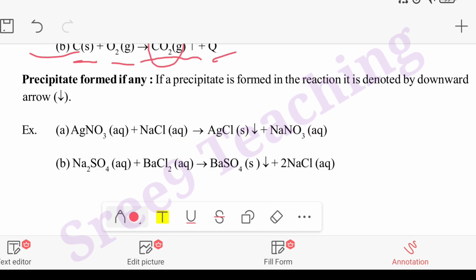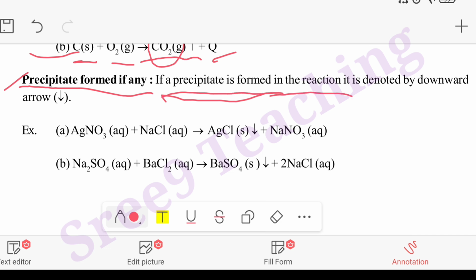Got it? Right. Now, precipitate formed, if any. Next subheading: precipitate formed, if any. Then how to write it in the equation. What is a precipitate? A solid substance which is retained at the bottom of the vessel, test tube or beaker without dissolving. In a solution, if a substance is not dissolved, it is collected at the bottom, which is called precipitation. Now, if a precipitate is formed in the reaction, it is denoted by a downward arrow.